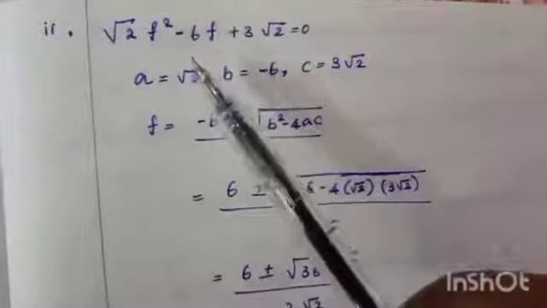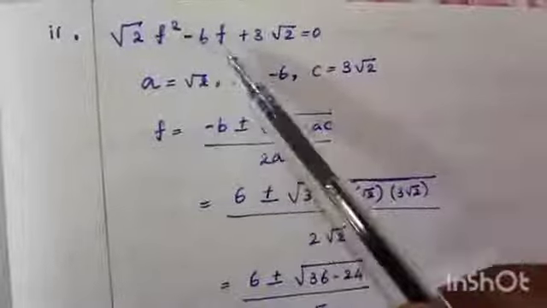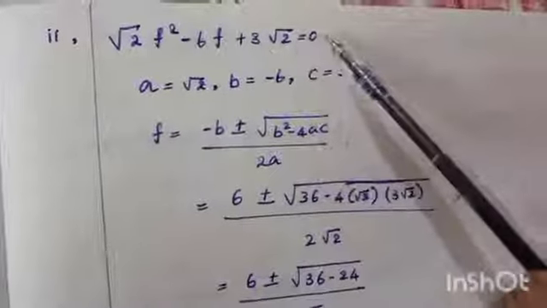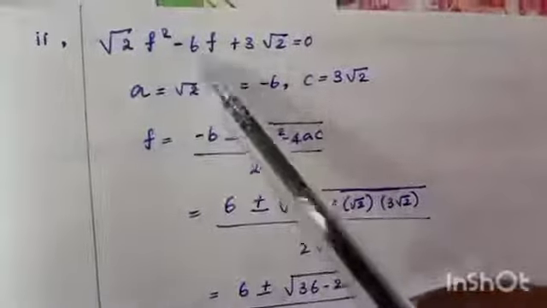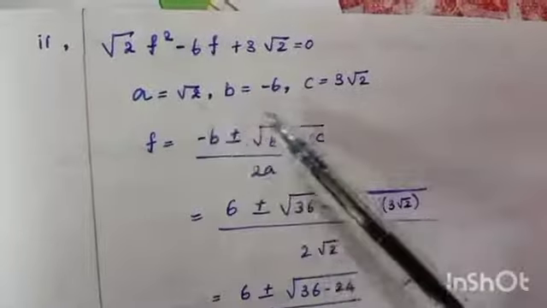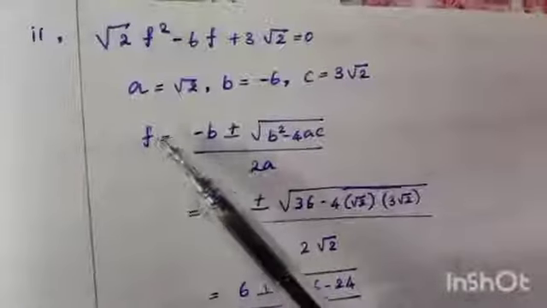Second question: root 2 f square minus 6f plus 3 root 2 equal to 0. For it, this is a, this is b, this is c. So a equal to root 2, b equal to minus 6, c is equal to 3 root 2. Write the formula. What variable is given?